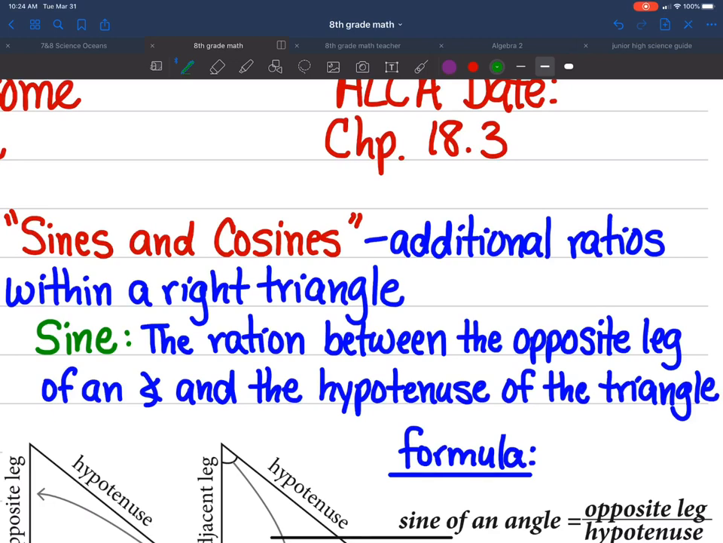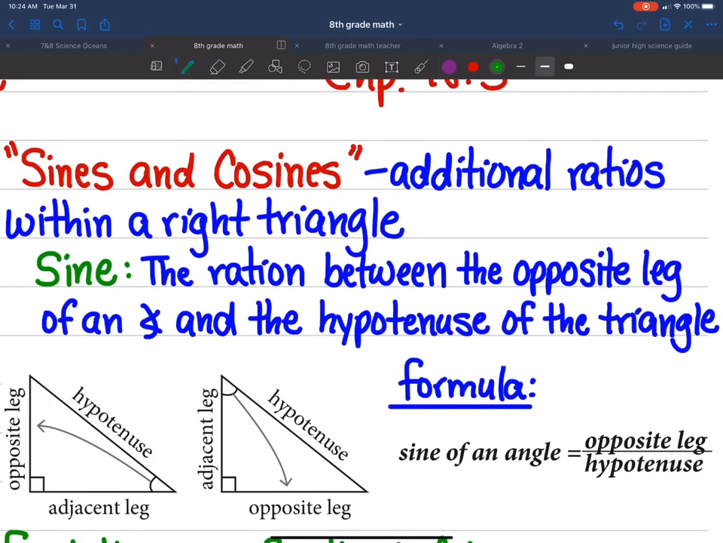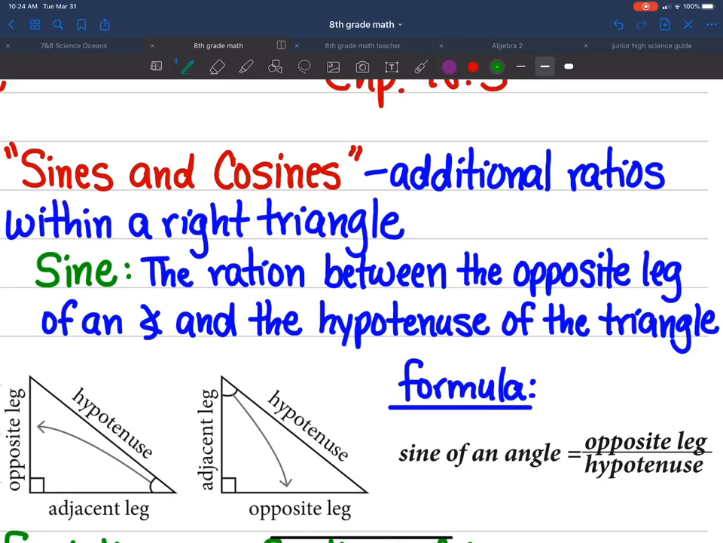Okay, so let's look at this one first. This is ratio number 2 that can be found within a right triangle. Now look at this. We have, once again, the non-right angle. It is not the right angle, non-right. This is the right angle.